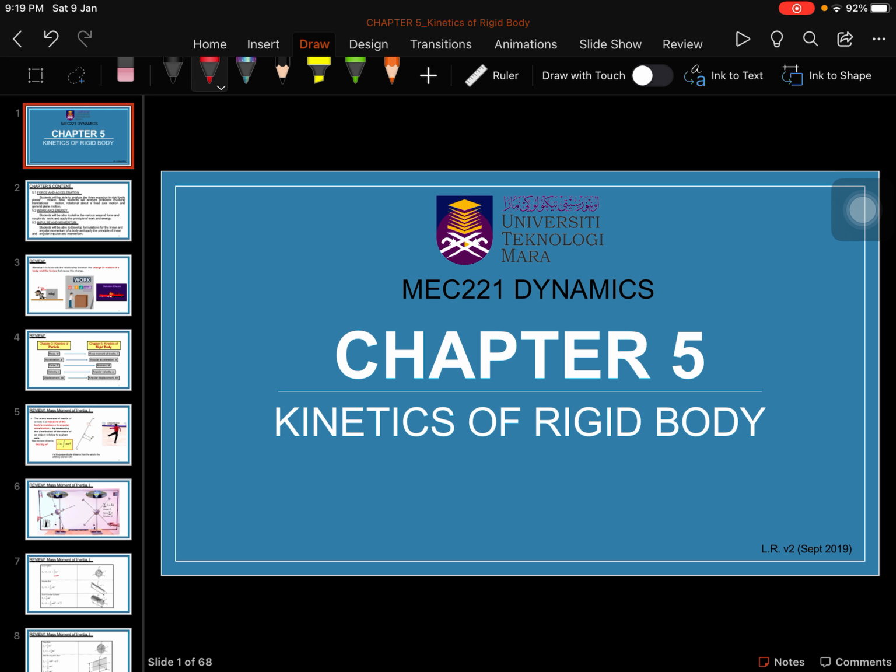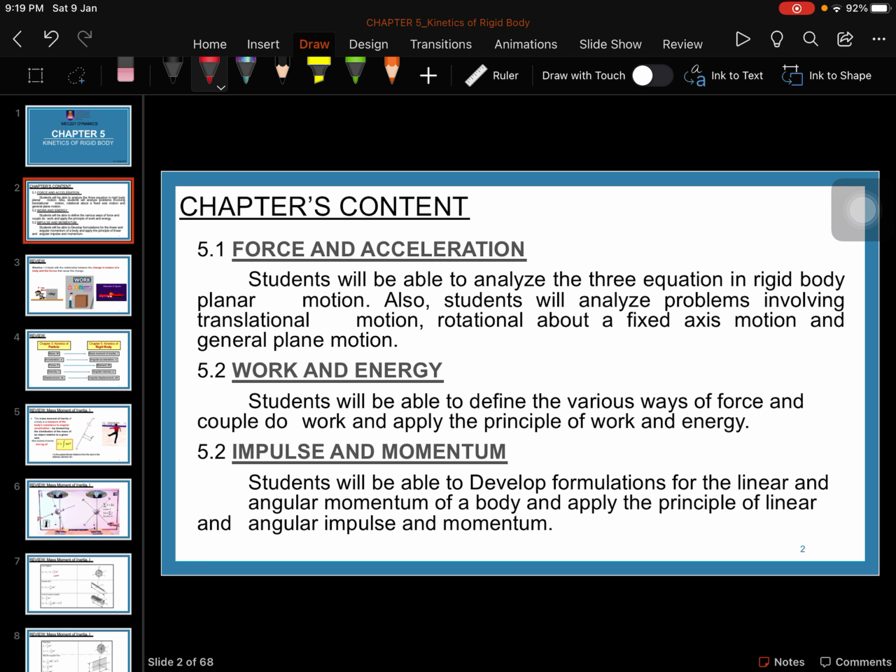In this video, we will learn Chapter 5, Kinetics of Rigid Body. This is the final chapter for this subject. Next, let's overview the chapter's content. We have 3 subtopics in this chapter. First, force and acceleration. Second is work and energy. And third topic is impulse and momentum. Here are the objectives for each topic.